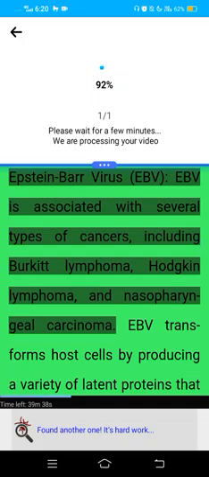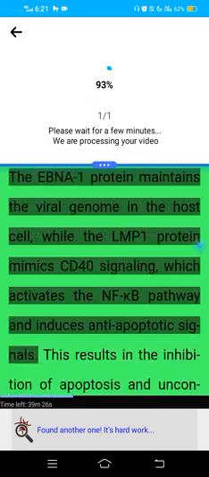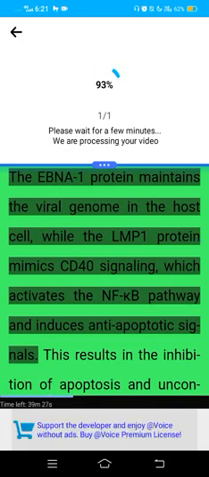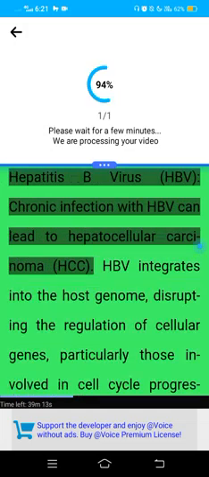Epstein-Barr virus (EBV) is associated with several types of cancers, including Burkitt lymphoma, Hodgkin lymphoma, and nasopharyngeal carcinoma. EBV transforms host cells by producing a variety of latent proteins that interfere with host cell signaling pathways. The EBNA1 protein maintains the viral genome in the host cell, while the LMP1 protein mimics CD40 signaling, which activates the NF-kappa B pathway and induces anti-apoptotic signals. This results in the inhibition of apoptosis and uncontrolled cell growth, both of which contribute to malignant transformation.